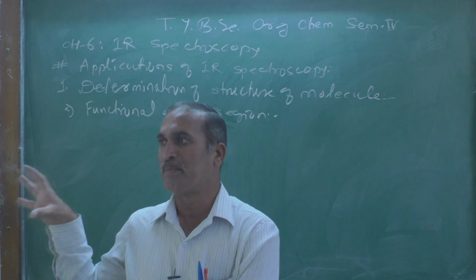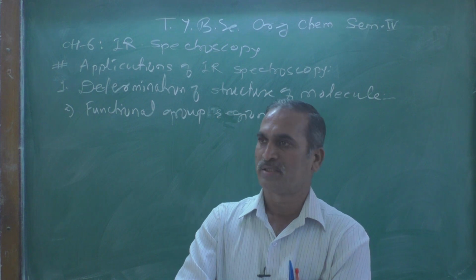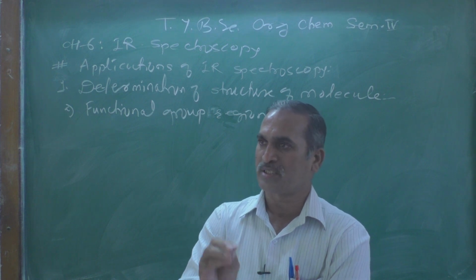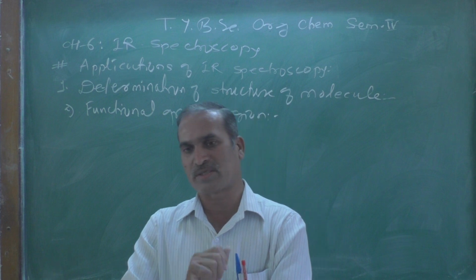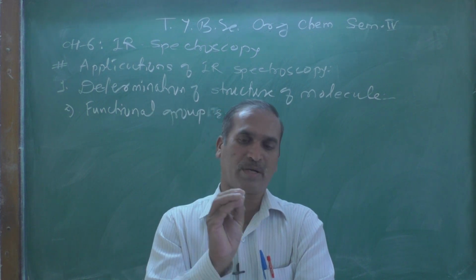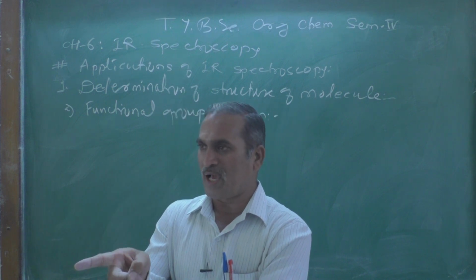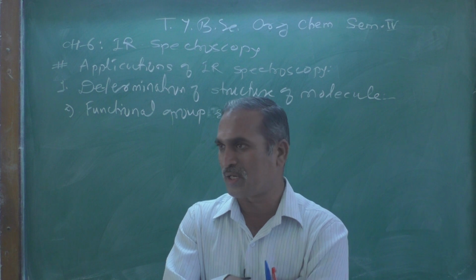And by comparing these signals, suppose there are carbon-carbon double bonds present. As we know, the carbon-carbon double bond is present in alkenes as well as in aromatic compounds.